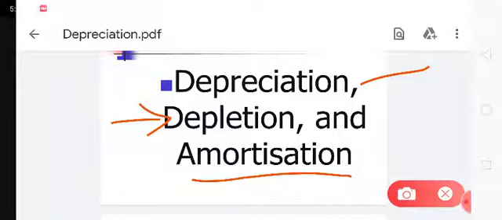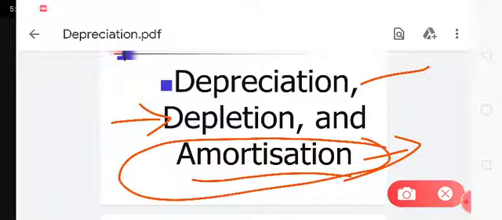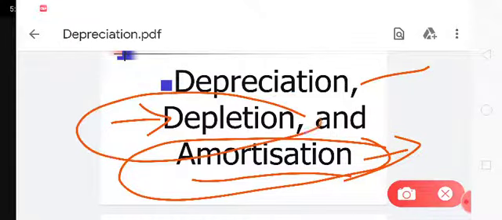So when the values of all three are decreasing, in the case of depreciation, if the value of tangible assets decreases, then we have to use the word depreciation. In the case of intangible assets, we have to use the word amortization. At last, for our natural resources, we have to use the word depletion.